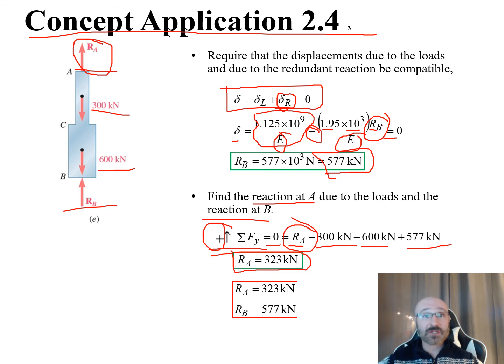So therefore we have our r sub A and our r sub B. We write these down. These are the things that they asked us to solve for in our problem statement. Write them out separately and box them at the end. R sub A, 323 kilonewtons. R sub B, 577 kilonewtons.